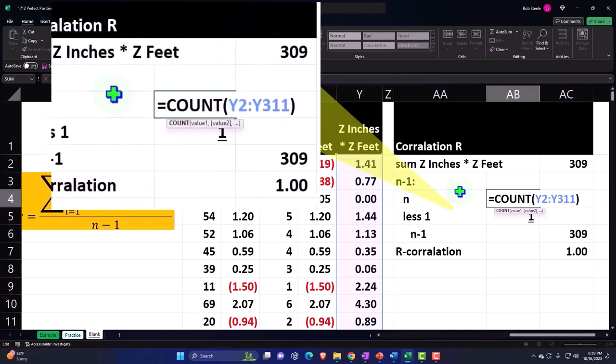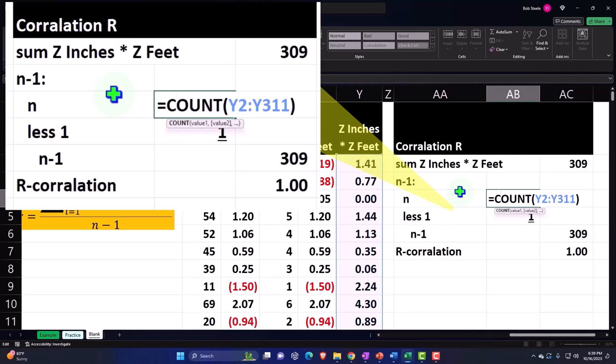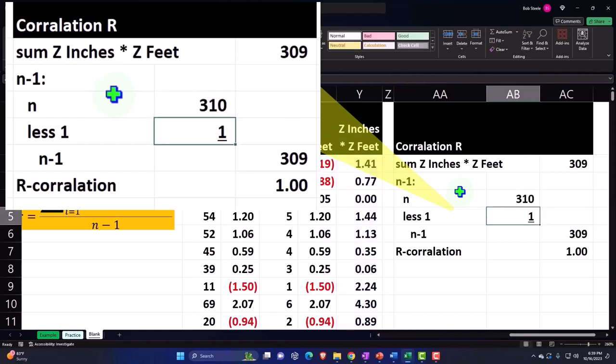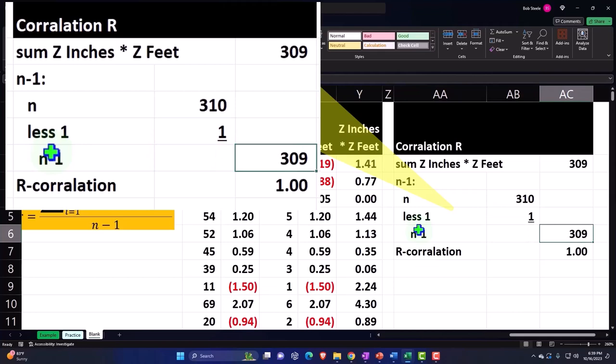And you'll recall when we first spit out the data set, we made 310 as our random number generator. That's how many numbers we made. And then we subtract 1, n minus 1. That gives us the 309. And if we divide the numerator by the denominator, we get to 1. All right, let's underline this.